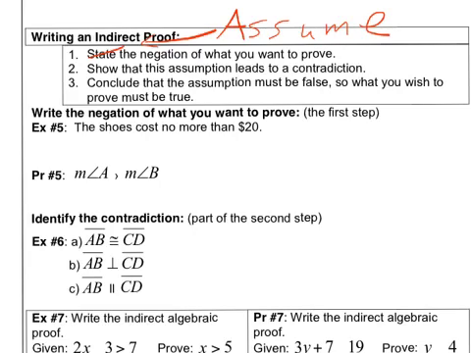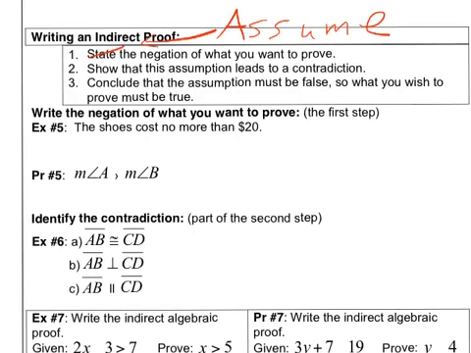2, show that this assumption leads to a contradiction. So whatever you're assuming, you're going to show that that can't possibly be true, that there is some type of contradiction, that both your assumption and whatever the given is, they can't both be true, and therefore you can conclude that the assumption must be false, so what you wish to prove must be true.